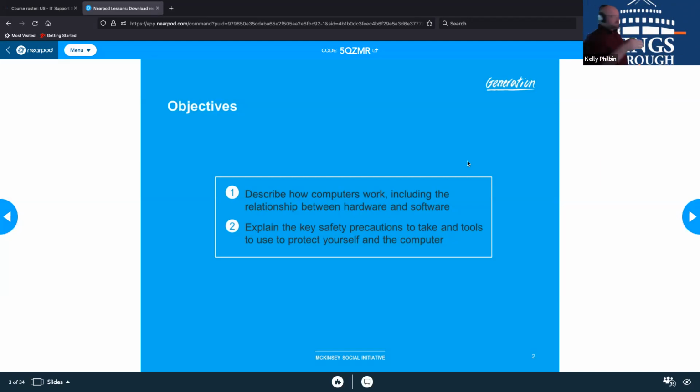For this particular session, we're going to be describing how computers work in a very general sense, including the relationship between the hardware and the software, and explain some key safety precautions to take and tools you might come across and use to protect yourself and the computer. This becomes extremely important, especially if you're dealing with very expensive machines. Some servers or computers can be upwards of tens of thousands of dollars, and we don't want to damage them because we forgot to ground ourselves. So we will be talking about that a little bit today as well.